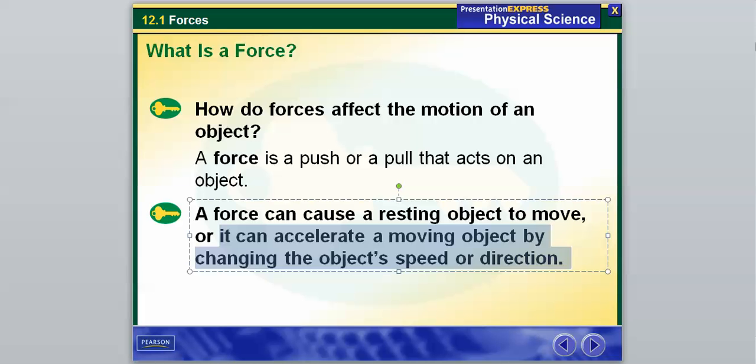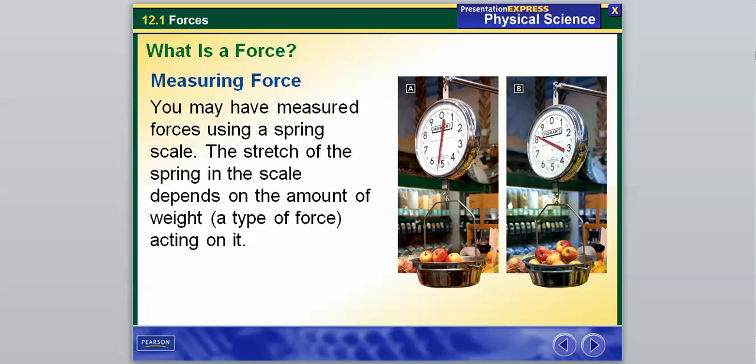Our next one is going to give an actual more real life example, about how you've probably measured force in your lifetime. I know if you're like me, you probably played with these scales a lot when you were kids. These are called a spring scale. So you've measured force when you use a spring scale. The stretch of the spring in the scale depends on the amount of weight. Weight is a new word that we're going to get an actual definition for, which is a type of force acting on it. So using these little scales right here, you are actually measuring force because, again, the spring will stretch depending on the type of force that you put on it.